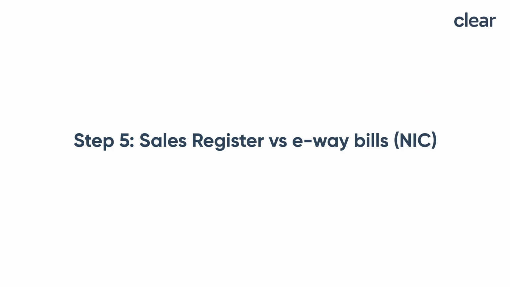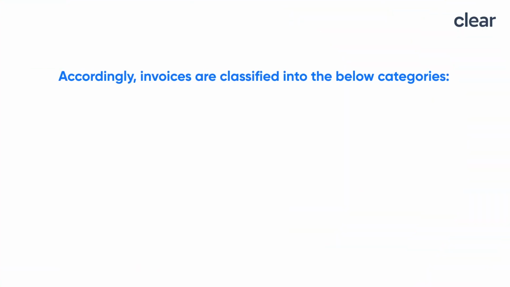Step 5. Sales register versus e-way bills from NIC or e-way bill portal. If you are selling goods, you must generate e-way bills if the value per consignment exceeds the specified limit while transporting it from one place to another. It is to be noted that you can generate the e-way bills only after raising invoice for that transaction. Accordingly, invoices are classified into some categories.